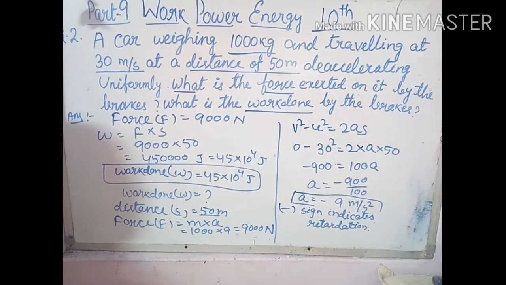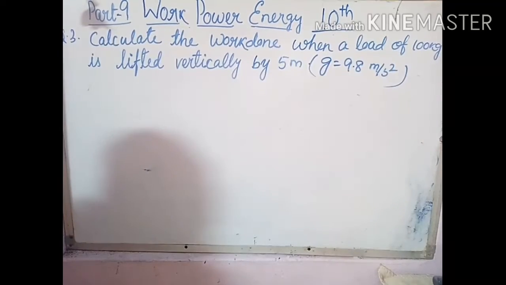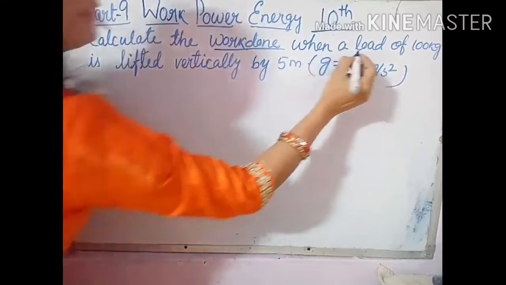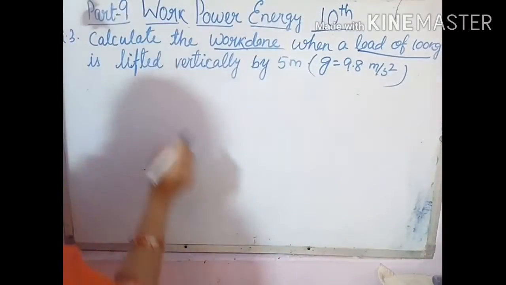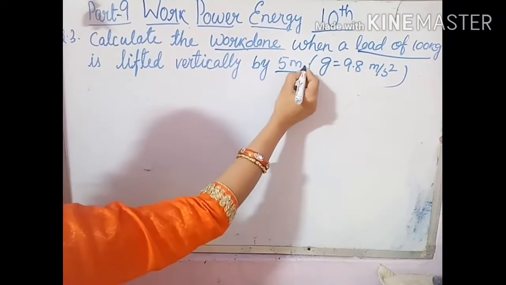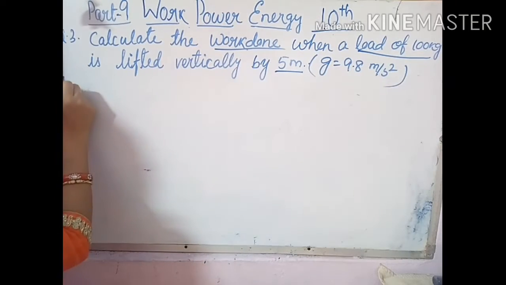Now children, let's go to the next question. Calculate the work done when a load of 100 kg is lifted vertically against gravity by 5 meter. That is the distance. Now write the answer.